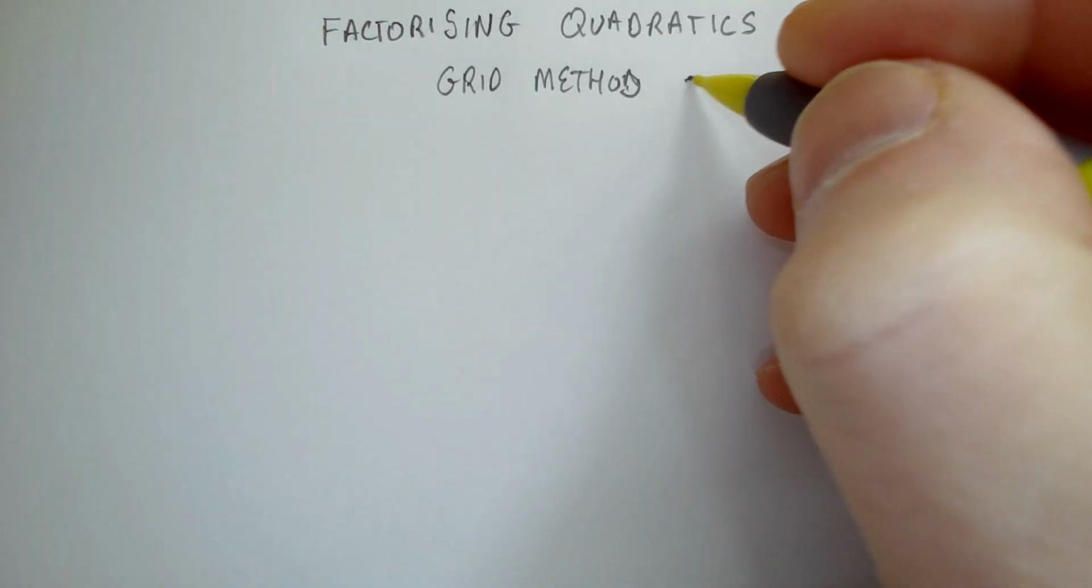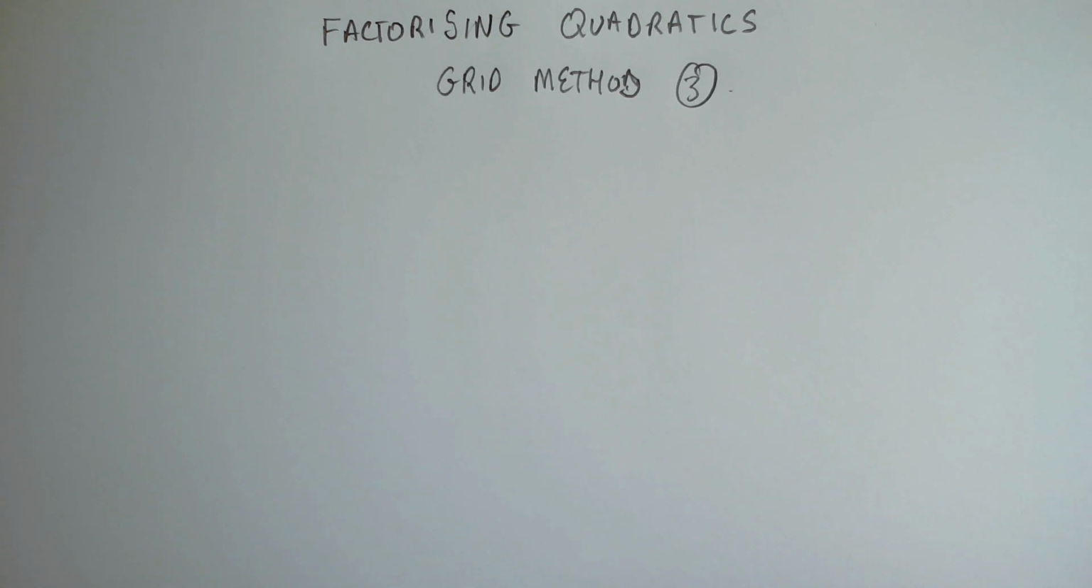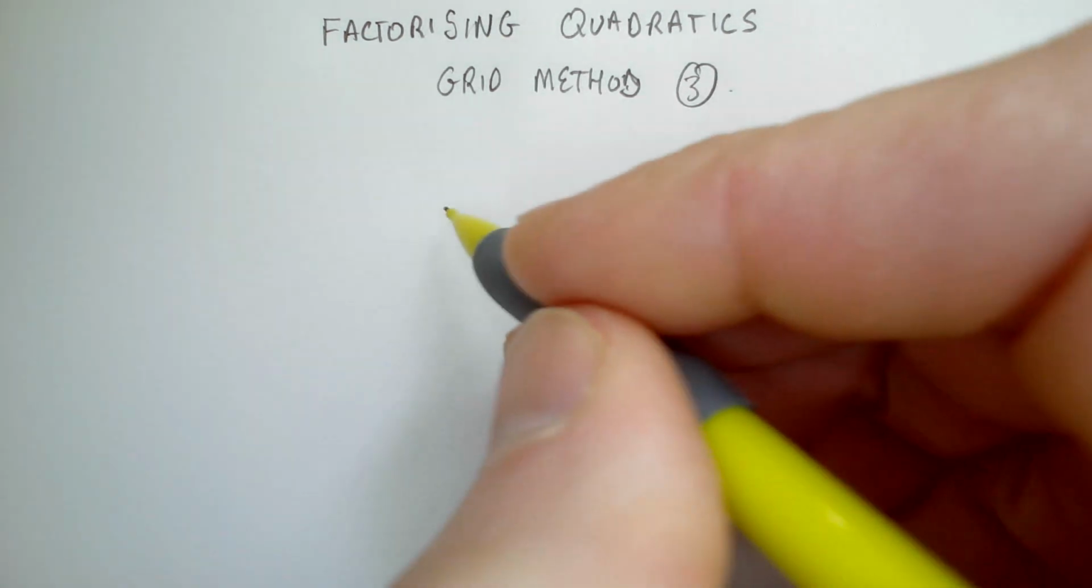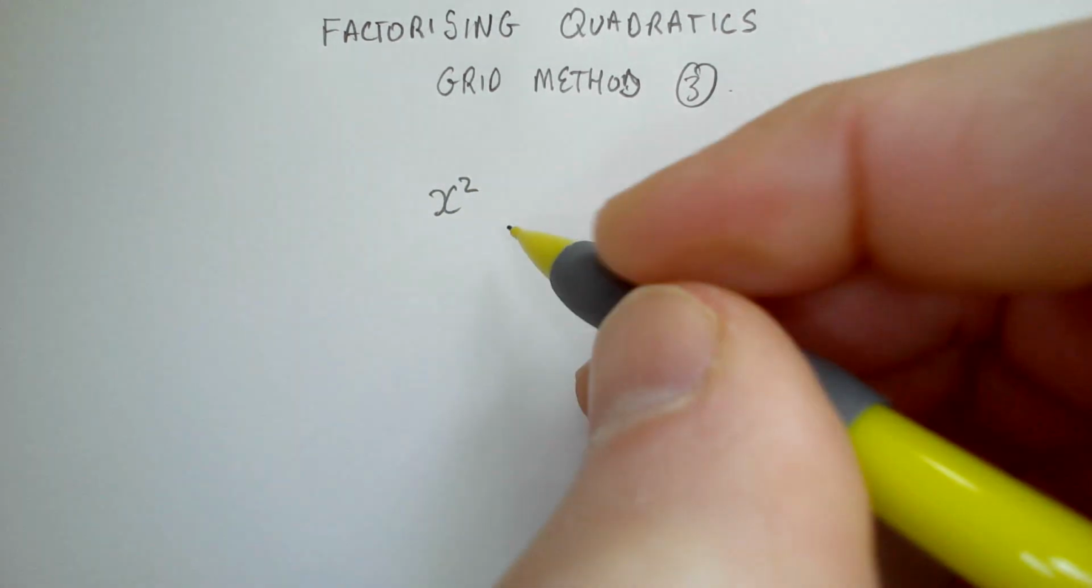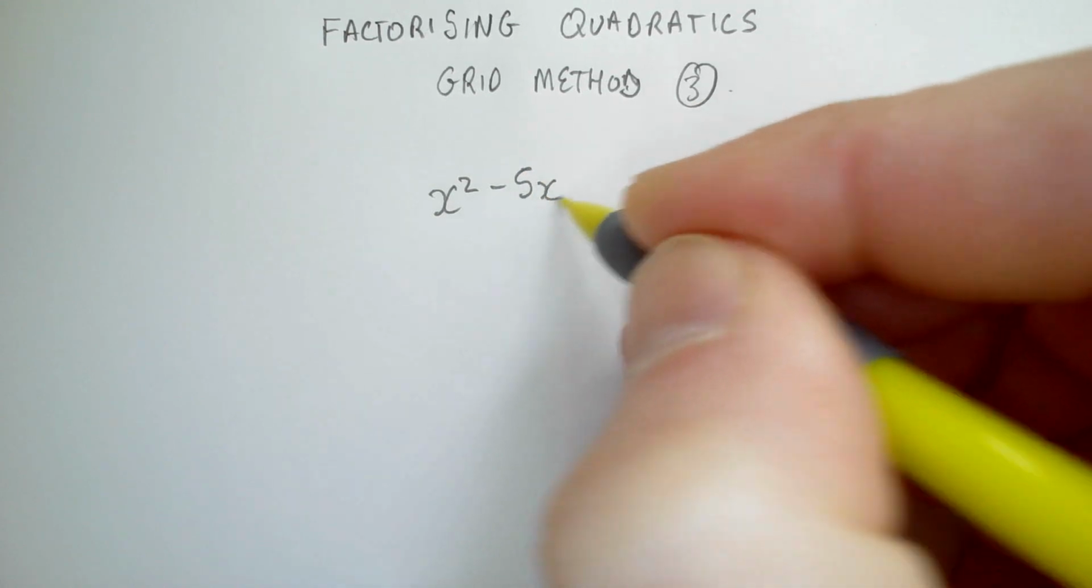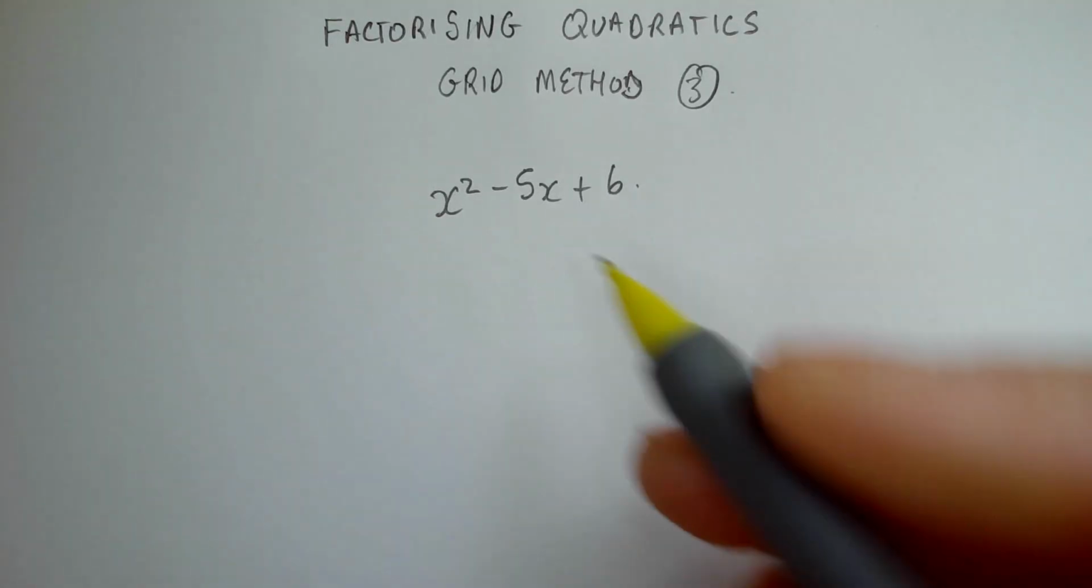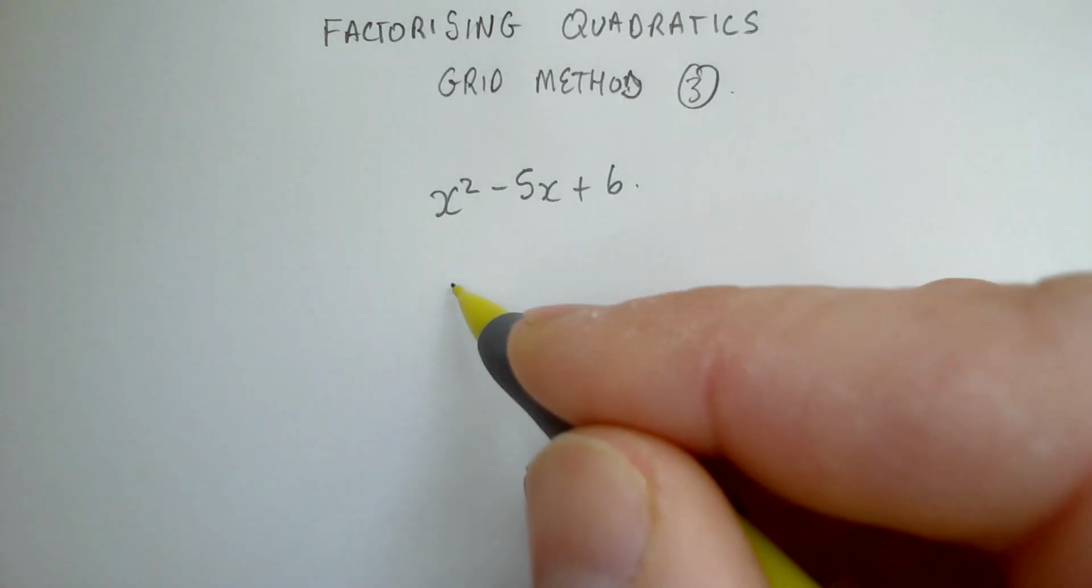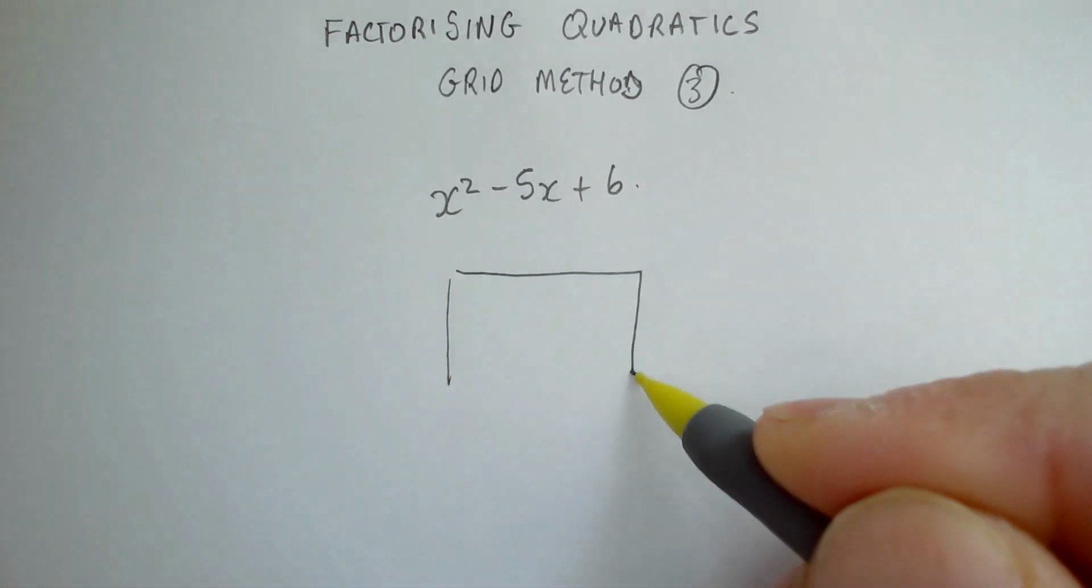This is the third video on factorising quadratics using the grid method. We'll start as always with an example. Let's look at x squared minus 5x plus 6. We notice here that we have a minus, and we also know that we have a process.